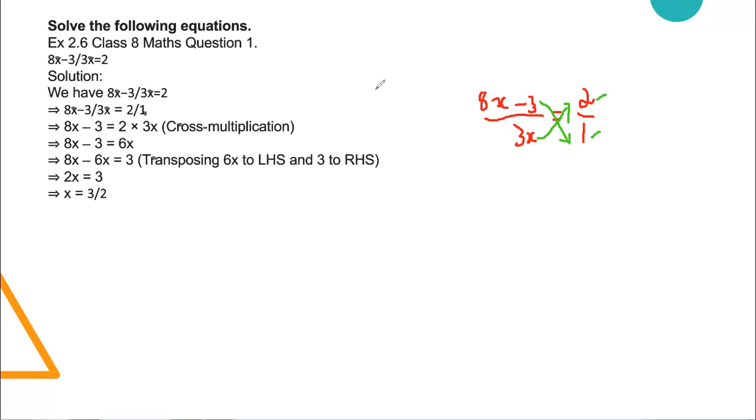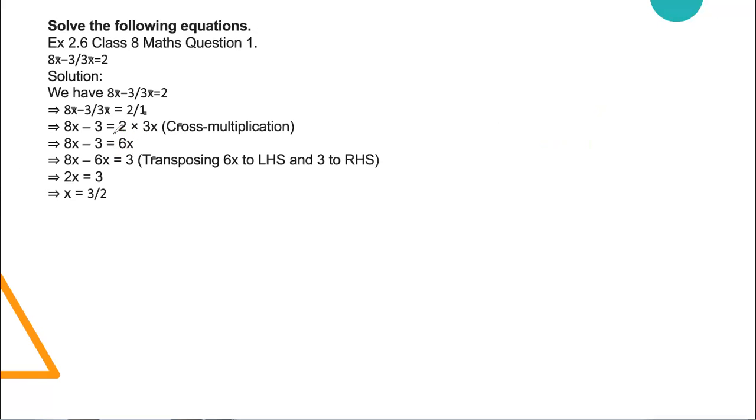Now, when we do this cross multiplication, (8x - 3) multiplied with 1 is nothing but 8x - 3, right? Again, let's go with the RHS part. 3x multiplied with 2 can be written in the RHS part. Now let's go forward and solve this. The RHS can be solved by saying 3 into 2, that is 6. So 6x is our answer in the RHS part.